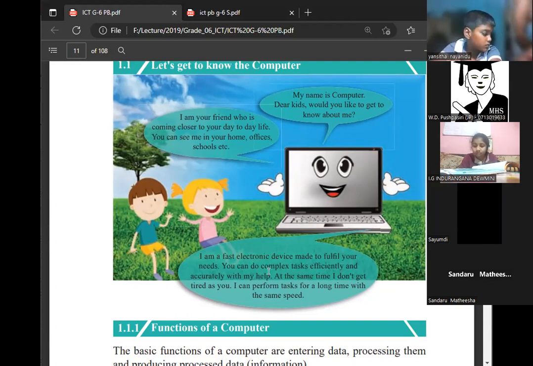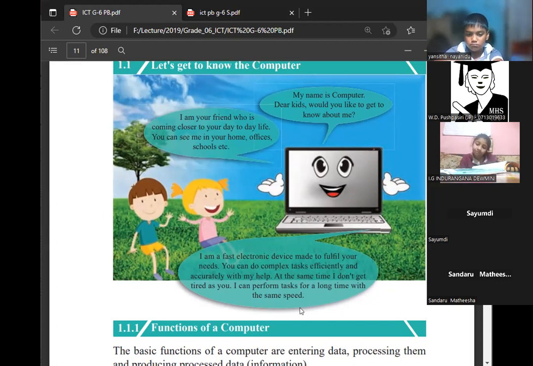Made to fulfill your needs. Mama hadalatiyenne oyage avashyata ishta karaganna. You can do complex tasks efficiently and accurately. What do you mean by complex? Yansita, what do you mean by complex?